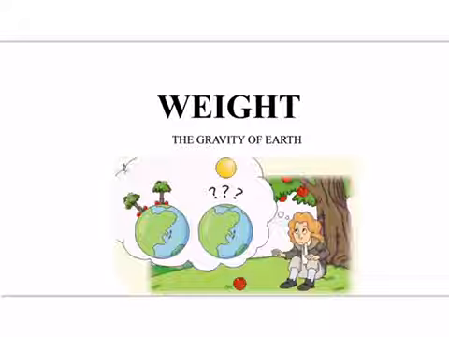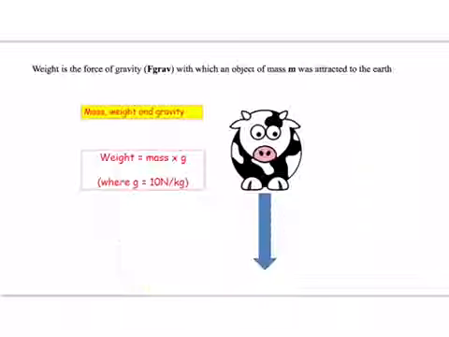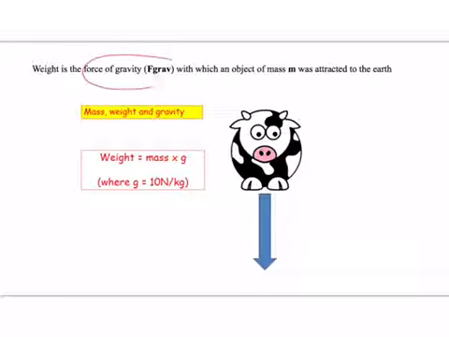Here we are going to see the topic of weight and its relation to Newton's law of gravitation. By definition, weight is the force of gravity with which an object of mass m is attracted to the earth. In previous years, we calculated weight as the mass times the gravitational acceleration, where we take the gravitational acceleration as 10 Newton per kilogram.